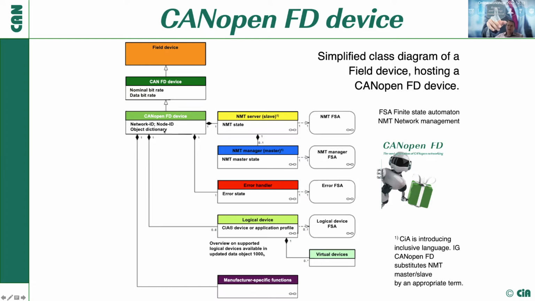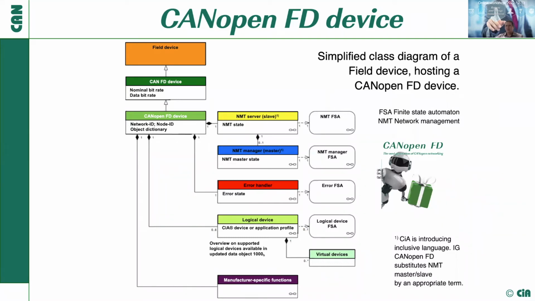Then the CANopen device itself has not only a node ID, but now deals with a network ID. If you're a little bit more familiar with CANopen, you're also familiar with a network ID. A network ID had been introduced in document 302 for CANopen. Here in CANopen FD, we directly use the network ID in the basic CANopen FD specification 1301. Also in CANopen, we have an object dictionary, we have NMT management, the so-called NMT server, we have error handling, logical devices and manufacturer-specific functions. So this is already there.